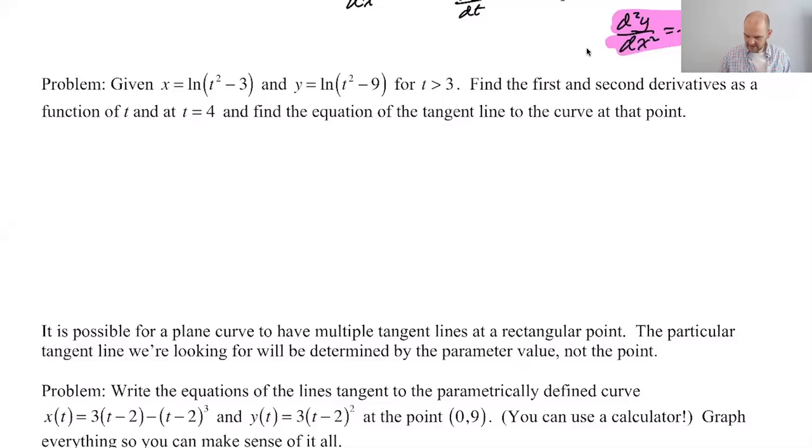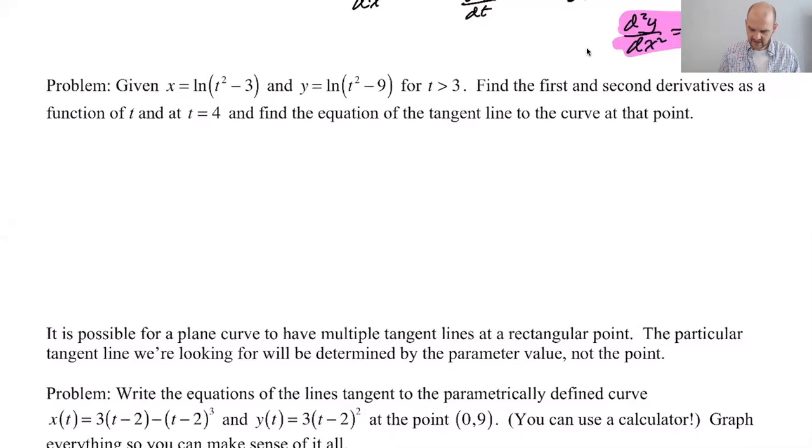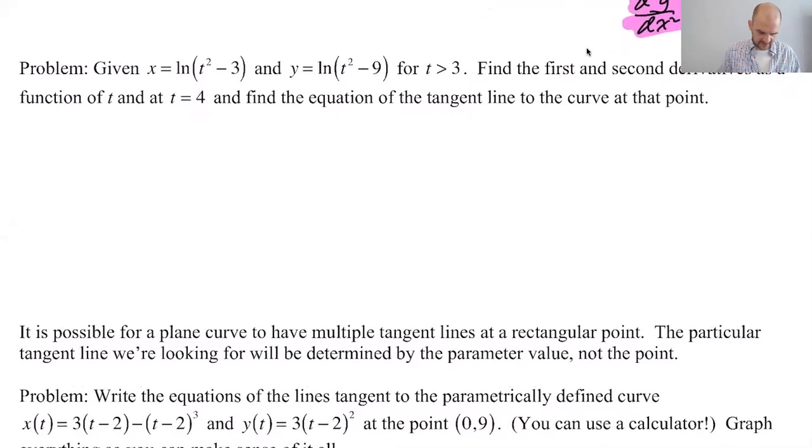All right, we're back. We're still on page 6 of note 16. We're doing first derivative, second derivative of parametric equations. Let's dive in. I'll probably check it on the calculator. Let's say we want the first and second derivatives as a function of t and at t equals 4, and find the equation of the tangent line at that point.